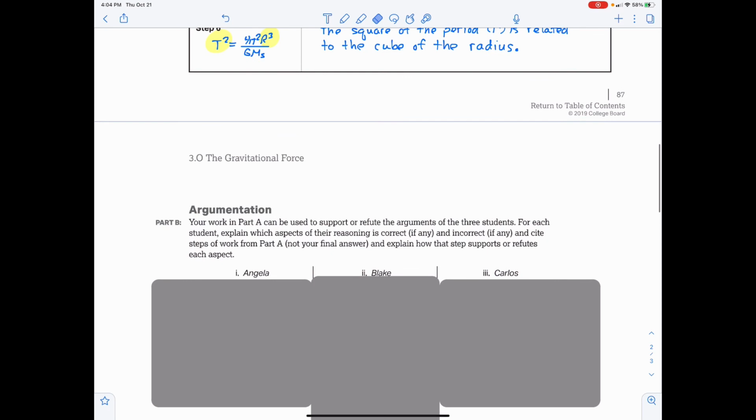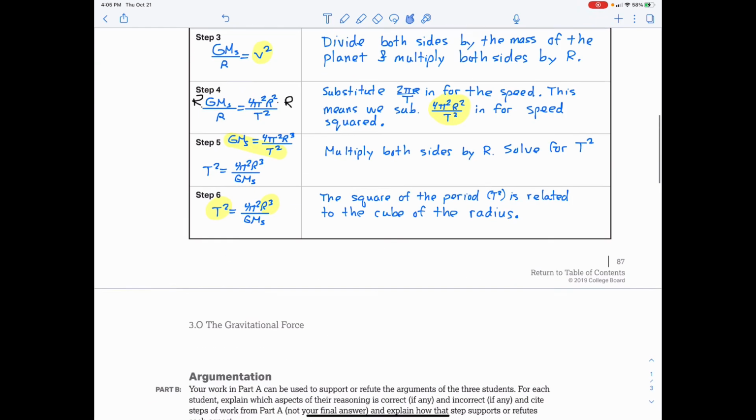Part B. Your work in Part A can be used to support or refute the arguments of the 3 students. For each student, explain which aspects of the reasoning, if any, are correct, if any are incorrect, and cite steps from the work in Part A, not your final answer, that support or refute each aspect. Well, let's review what they said.